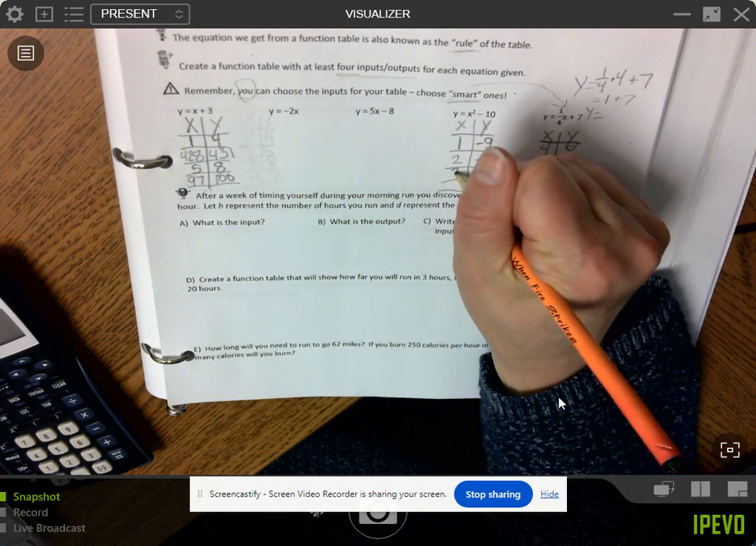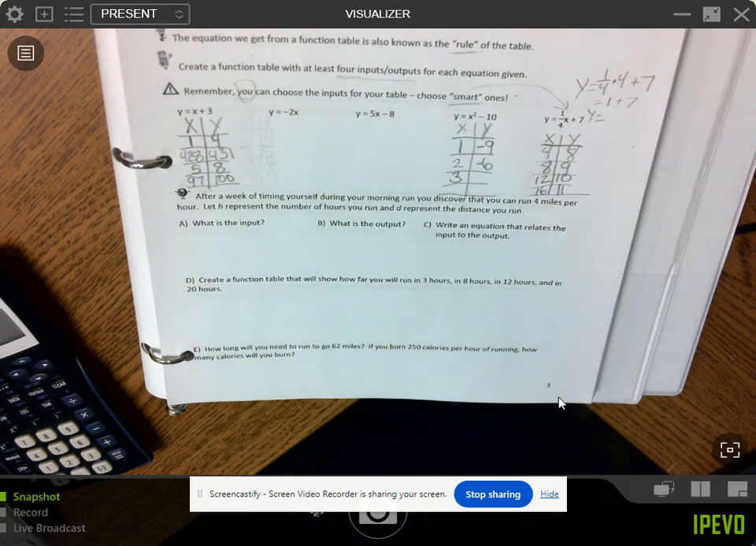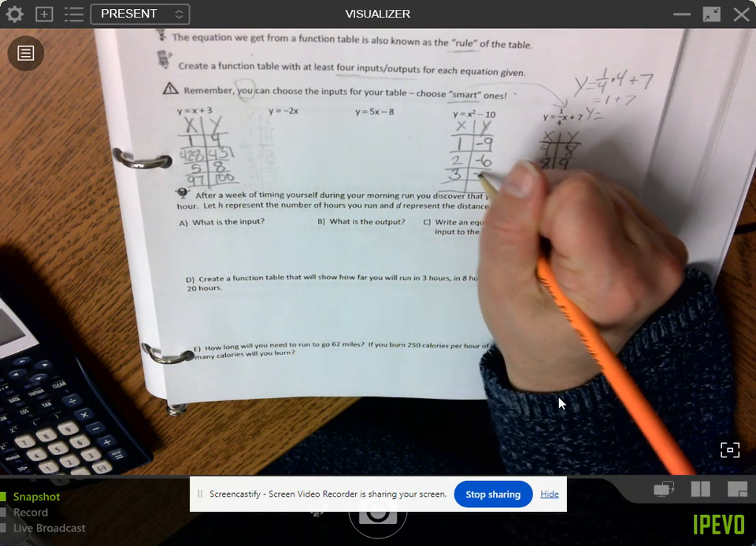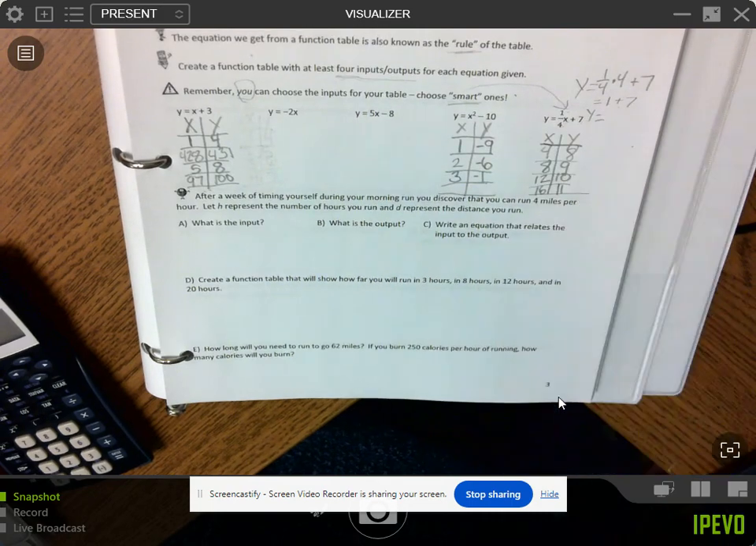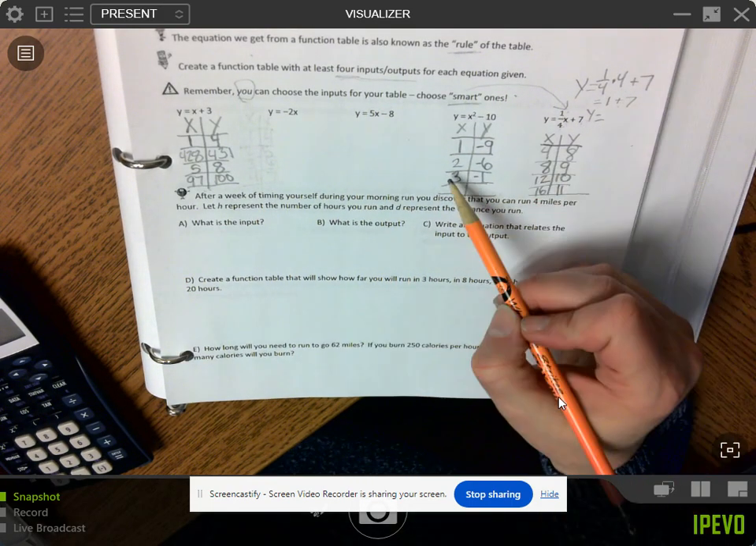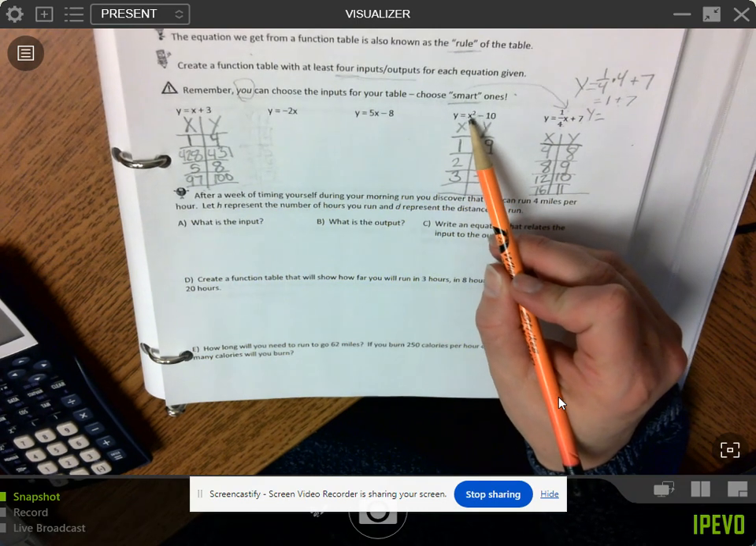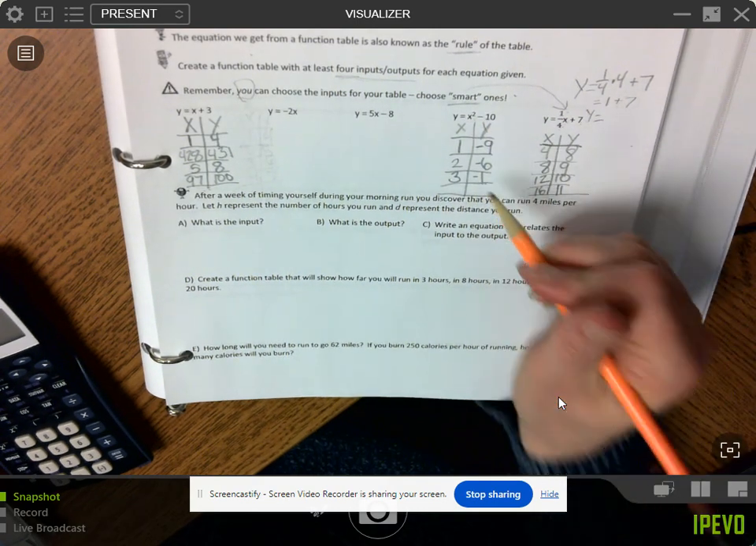So now I'm going to put a 3 in for my y. What is my output going to be, Grayson? Wait, for 3? Mhm. Is it negative 1? It is negative 1. How did you get that, Grayson? I did 3 squared, which should be 9, and then minus 10. 3 squared is 9. 9 minus 10 is negative 1.